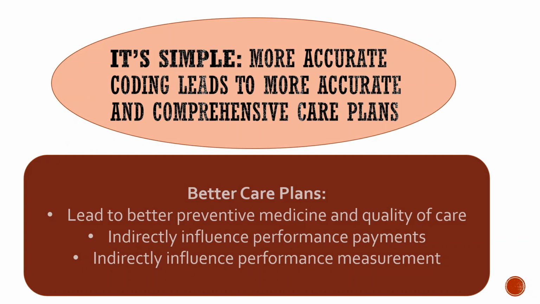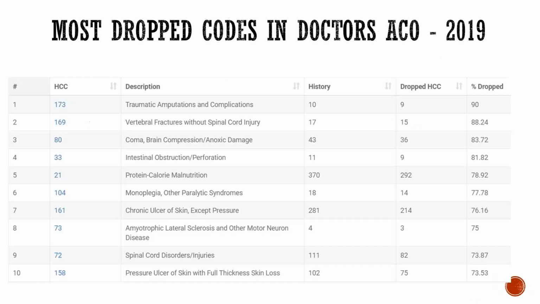And one final reminder: more accurate coding leads to more accurate and comprehensive care plans. Better care plans lead to better preventive medicine and quality of care. They indirectly influence your performance payments, and they indirectly influence performance measurement, our quality. This is important stuff. Again, not the end-all be-all. We don't want you to drop everything that you're doing just to work on HCC codes, but this is important stuff.